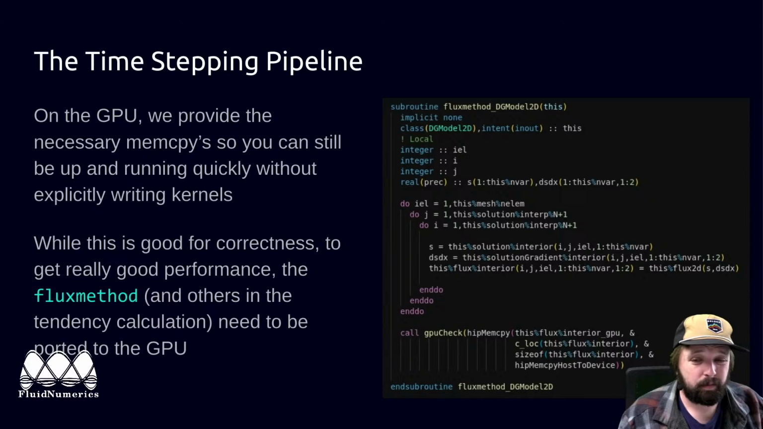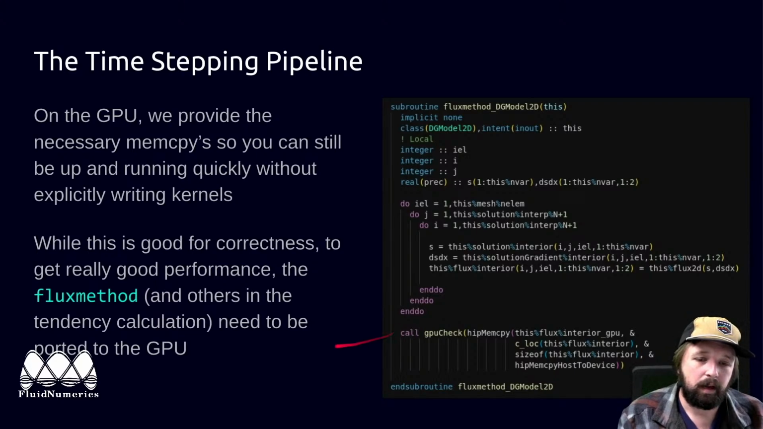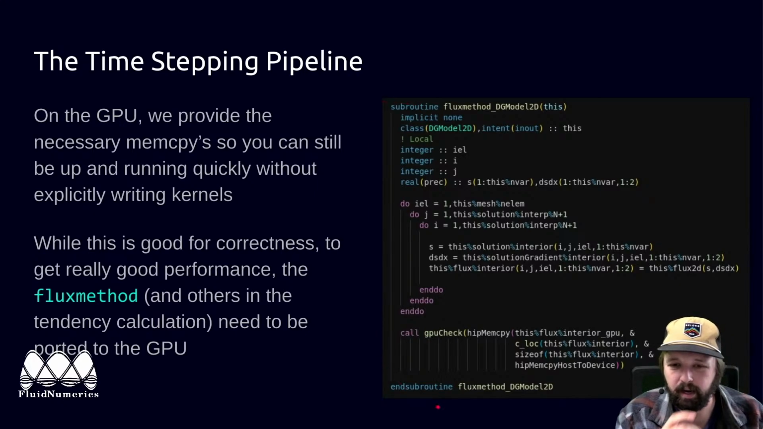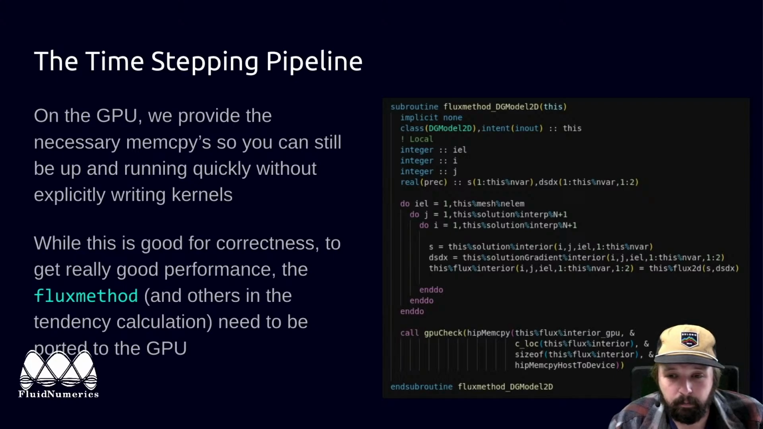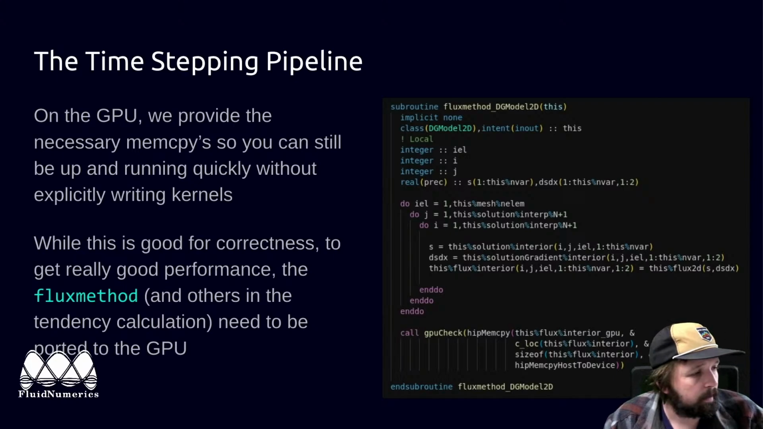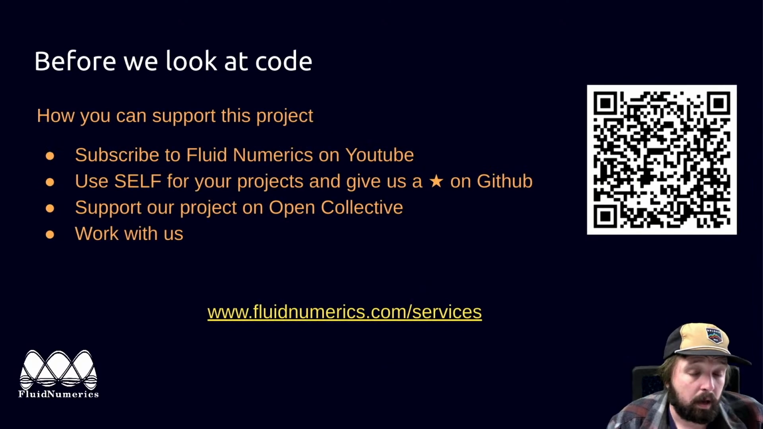But in reality, if you want this to go really fast, you want your code to be fully GPU resident, and we've actually done this for the linear Euler 2D. You basically override flux method DG model 2D in your specific model's class, and you just use that to call a GPU kernel that you write in C++. Again, we have examples on how that's done, and I was planning on pulling that up for you guys. So we're going to look at some code.